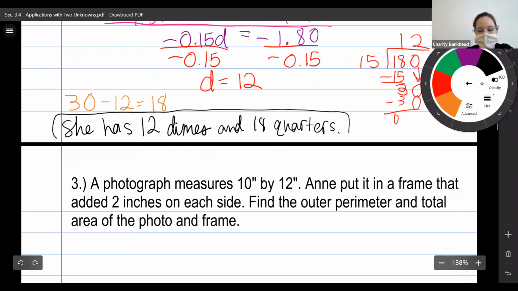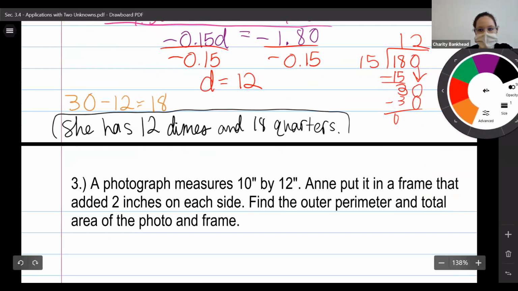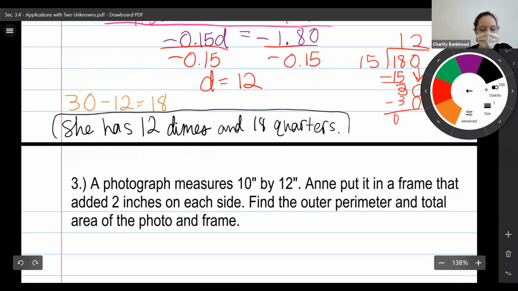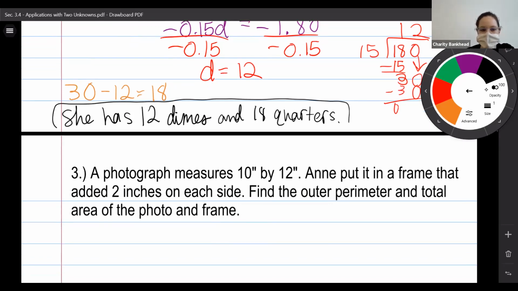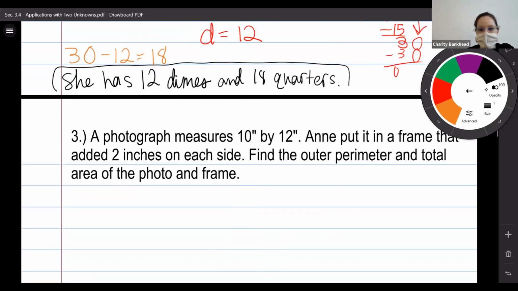All right. Number 3 says a photograph measures 10 inches by 12 inches and put it in a frame that added 2 inches on each side. Find the outer perimeter and total area of the photo and frame. All right.